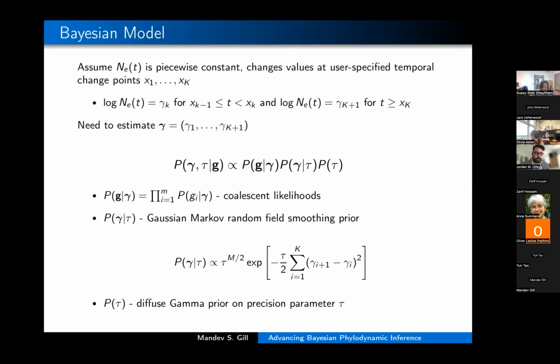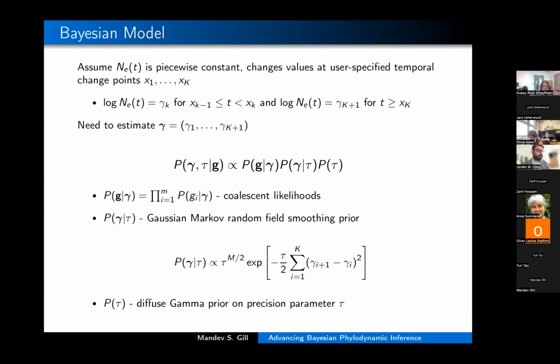So we want a flexible, non-parametric approach so that we don't have to make restrictive assumptions about the parametric form, about the shape of the trajectory. So we assume that effective population size is piecewise constant and changes values only at user-specified change points. And then these change points divide up the population history timeline into intervals, so we only have to estimate a vector of effective population size values that correspond to the intervals.